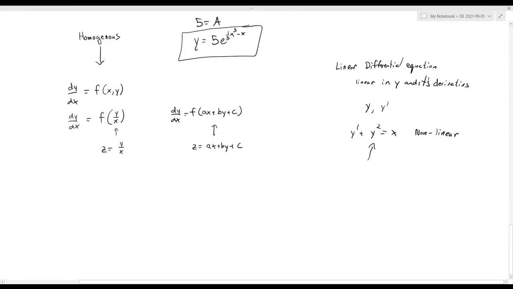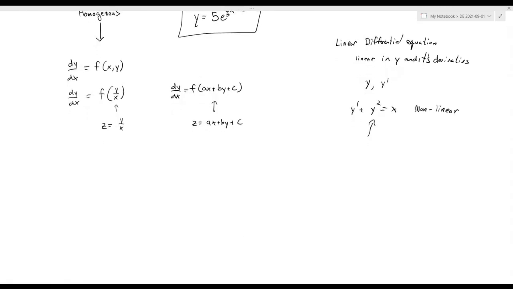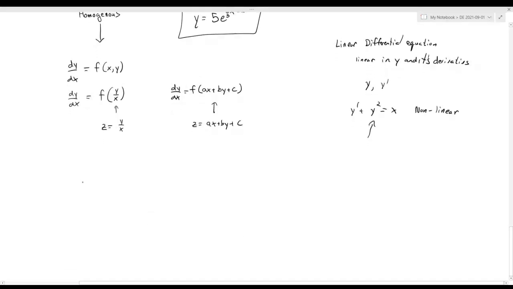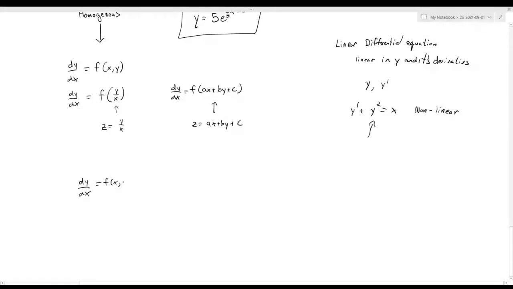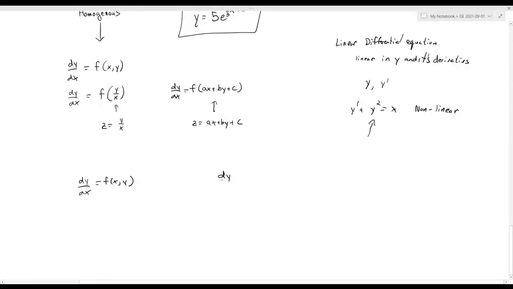Beautiful. All right. So let's see an example of this. Let's do these side by side. So here's a first order differential equation written in this standard form.